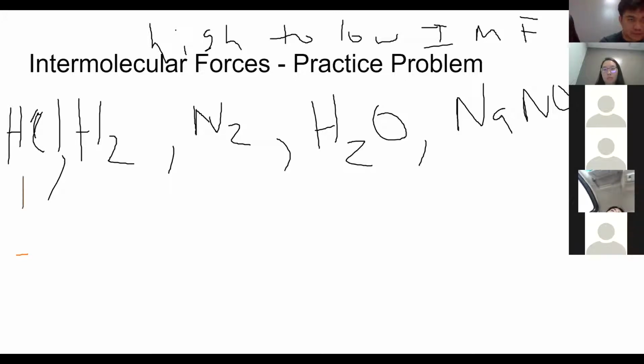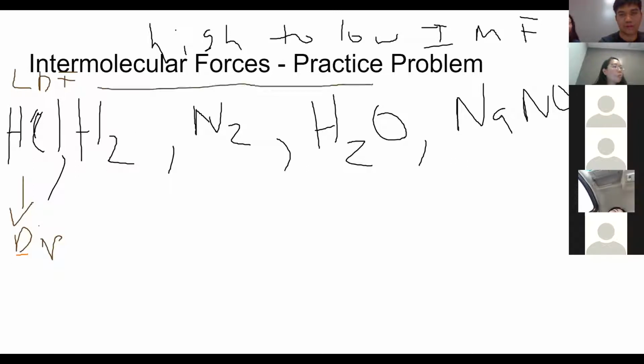So HCl has a dipole, and we all know that all these have LDF. So LDF for all of them. So this one, and technically speaking, this one, but it's ionic, so we'll just say that it has it. All these have ion. So this one's a dipole.